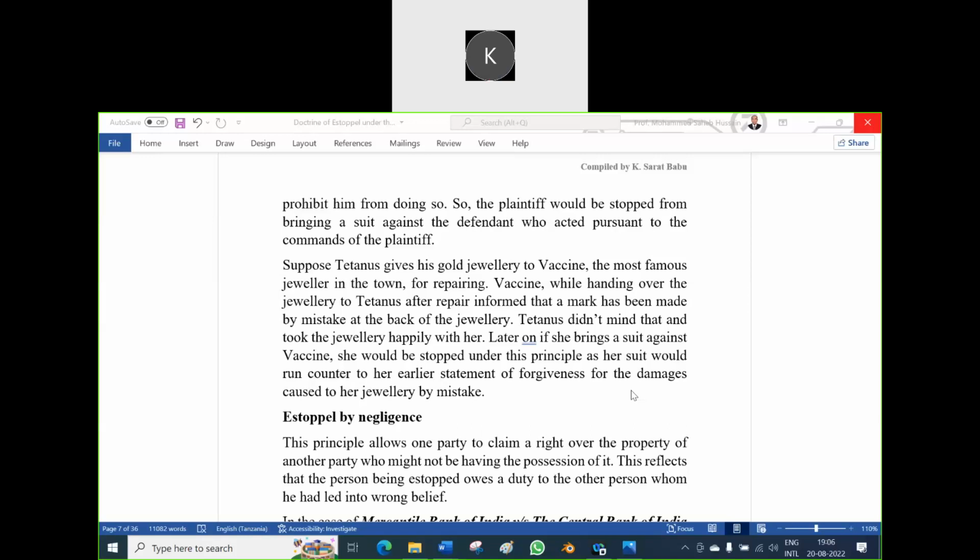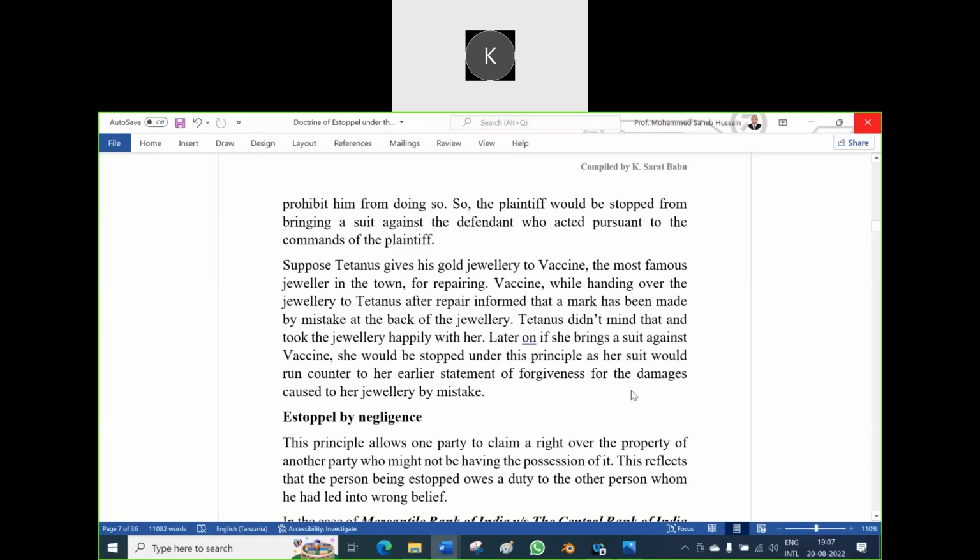Later on, if she brings a suit against Vaccine, she would be stopped under the principle, as her suit would run counter to her earlier statement of forgiveness for the damage caused to her jewelry by mistake. At the first instance, she agreed to what Vaccine said, so she has taken back the gold jewelry, and after that, she cannot lodge a complaint or say anything against Vaccine.